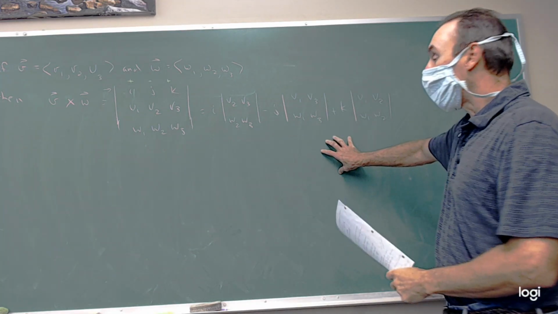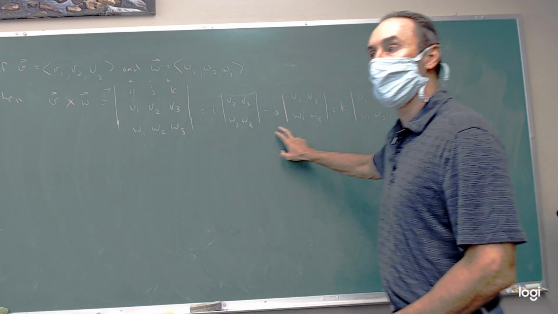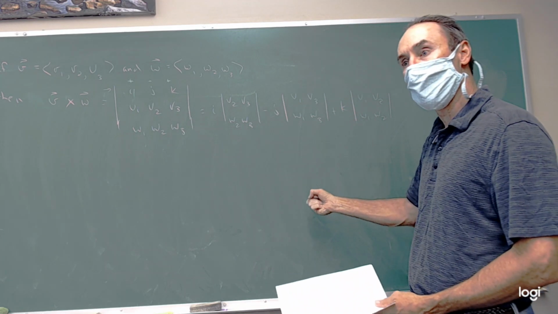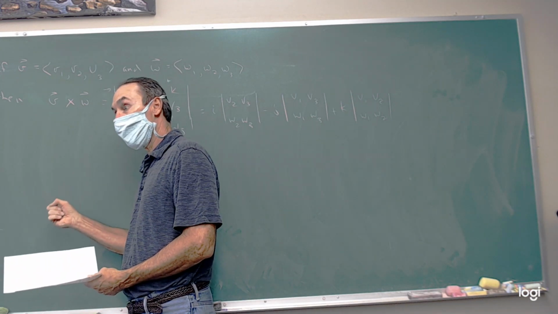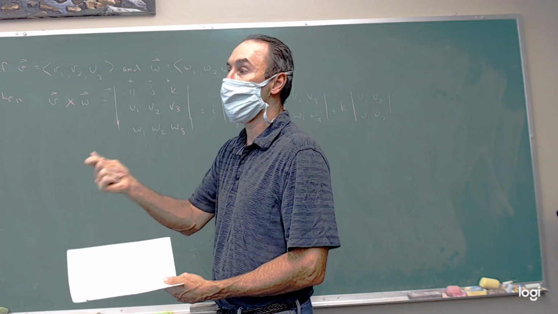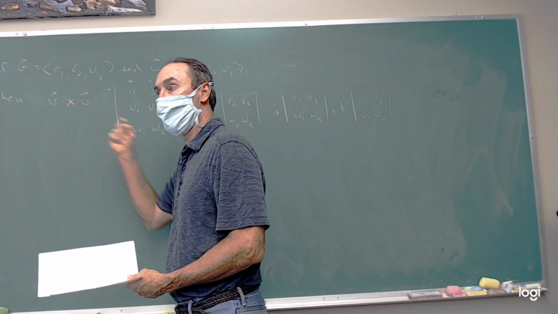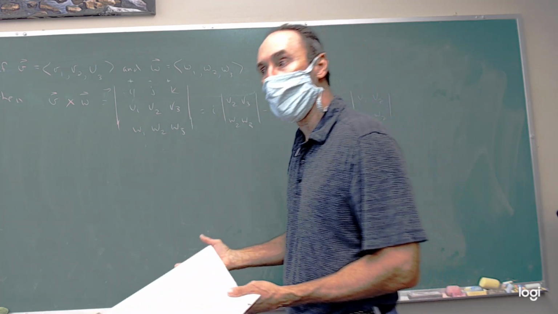Then you evaluate these, and you're going to get a number times i, a number times j, a number times k. What you get is a vector. So when we did u dot v, the dot product, you took 2 vectors, and what you got was a number. When you do a cross product, what you get is a vector. And this vector, it turns out, has some pretty remarkable properties.